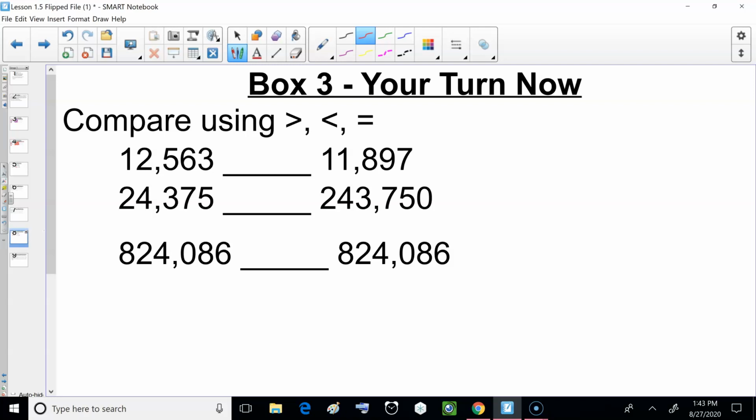So pause the video right now, give it your best chance. Write down the whole number sentence from the left to the right. Not just the greater than or equal to or less than symbol, because we don't know what those numbers are actually referring to. If you just write the symbols, we need the whole number sentence.